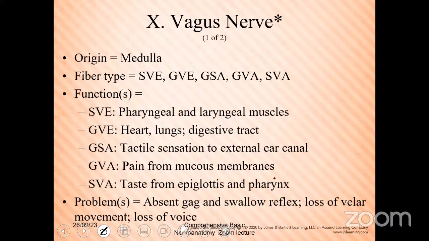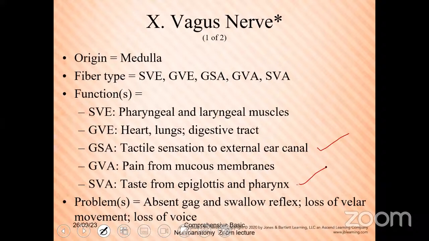The vagus nerve is a large nerve. It originates in the medulla. The special visceral efferents are pharyngeal and laryngeal muscles. General visceral efferents, that is heart, lungs, digestive tract. General somatic afferents, tactile sensation to the external auricular canal. General visceral afferents, pain from the mucous membranes. Special visceral afferents, taste from epiglottis and pharynx. These are the types of fibers which are embedded in the vagus nerve.